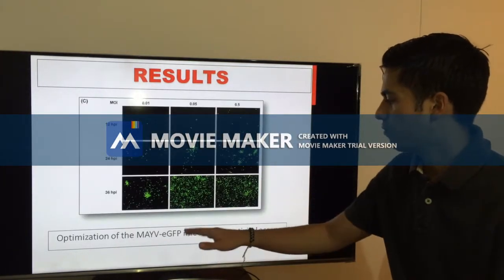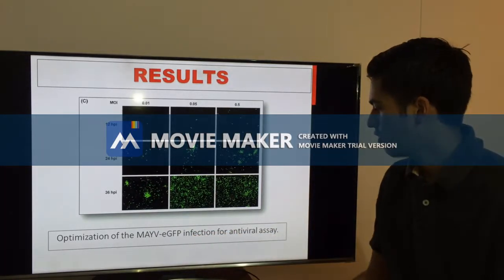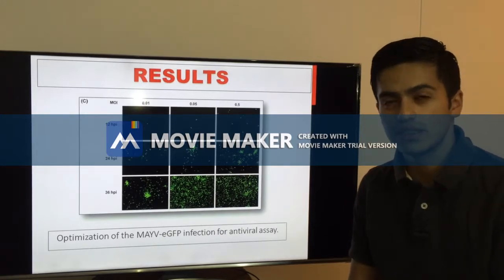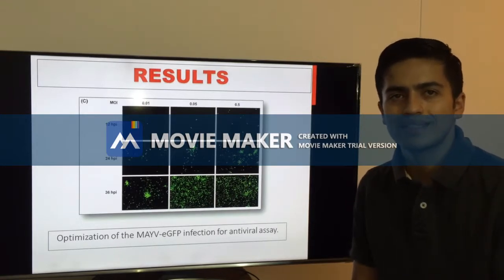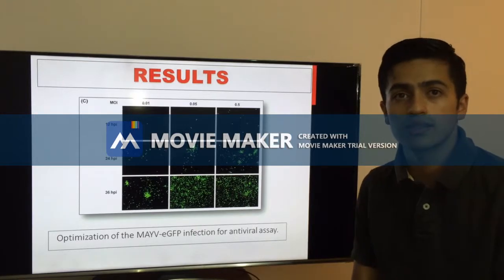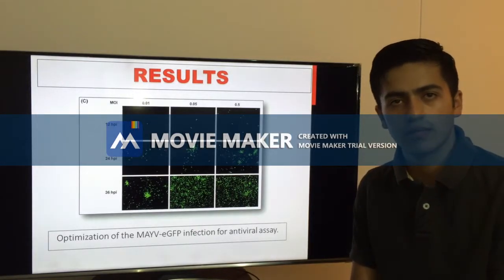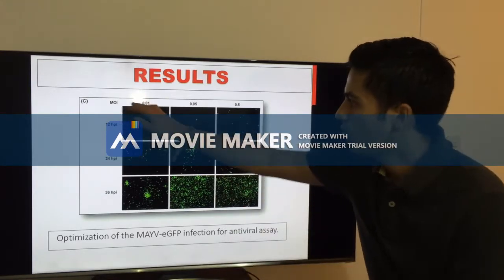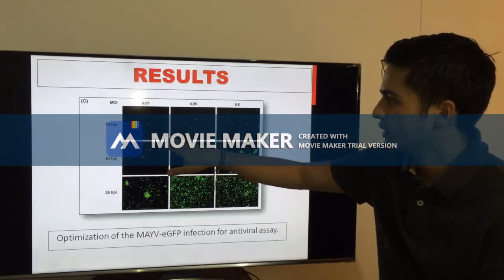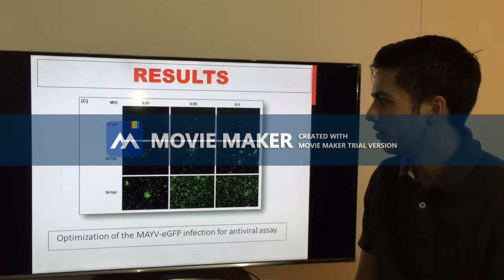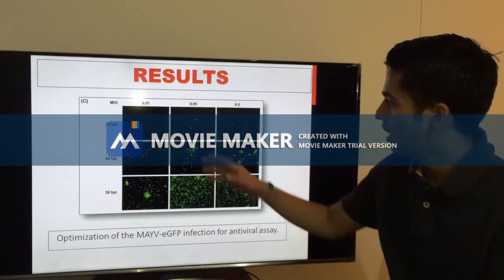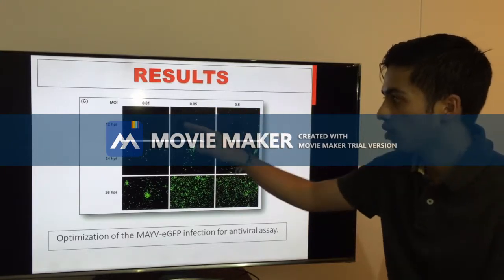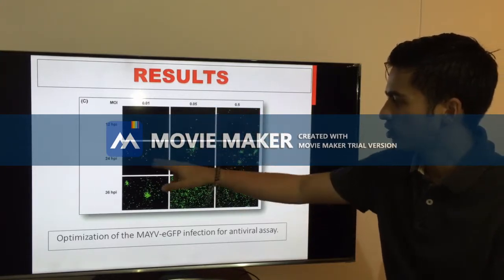For the optimization of the Mayaro virus eGFP infection for the antiviral assay, we are going to see that eGFP gene expression was detected under a fluorescent microscope at the indicated time points after infection. So here we can see that at an MOI of 0.01 at 12 hours there is almost nothing, and as the MOI concentration and the hours increase, to 24 and 36, so does the expression.